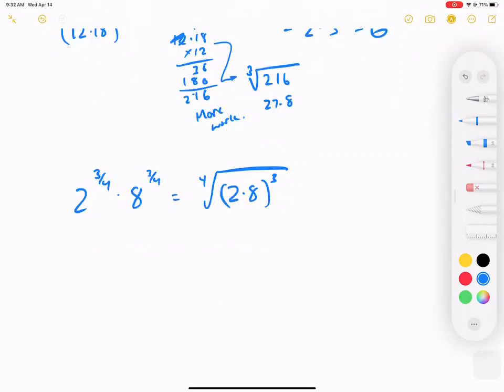We could change the 8 to have a common base. Isn't 8 really 2 cubed, to the 3 over 4? What happens to those powers? We multiply them. So we actually end up with 2 to the 3 over 4 times 2 to the 9 over 4. This is what we converted it to. Now, what do we do when we're multiplying powers? We are adding exponents. 2 to the 3 over 4 plus 9 over 4. This nicely adds up to 2 to the 12 over 4, right? 9 plus 3.